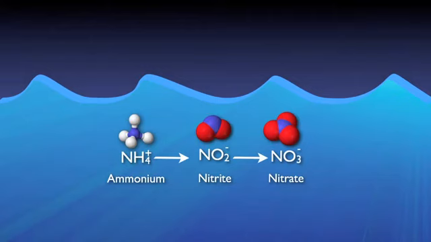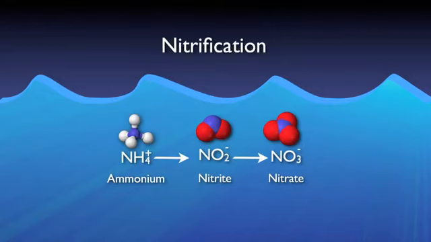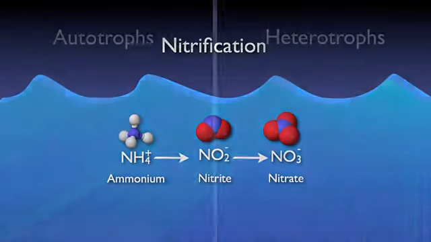The next step in the process consists of converting ammonium to nitrite and then nitrate. This two-step process is usually lumped into one term, nitrification. This step is facilitated by a specialized autotrophic bacteria. So what does autotrophic mean?